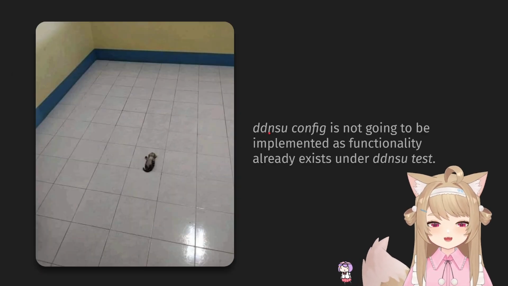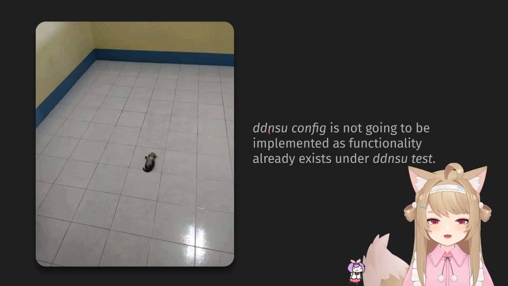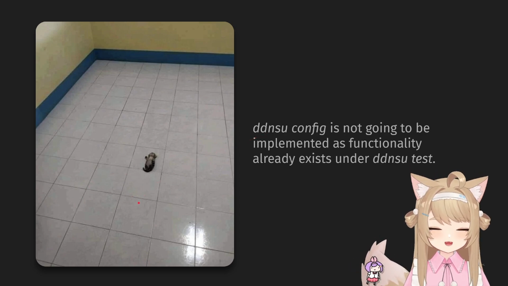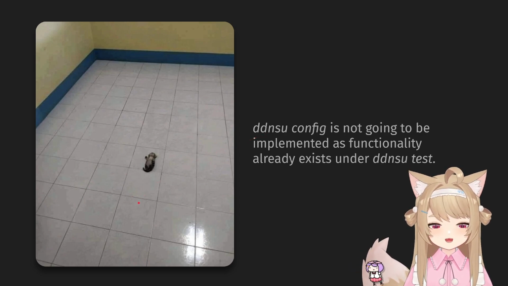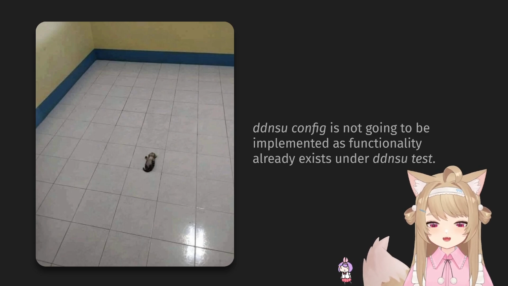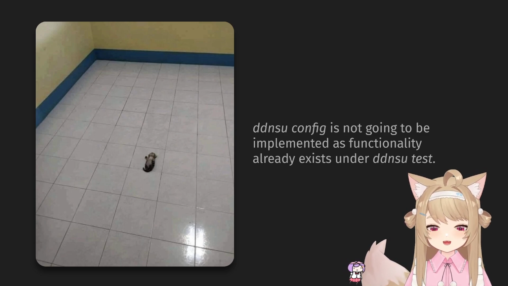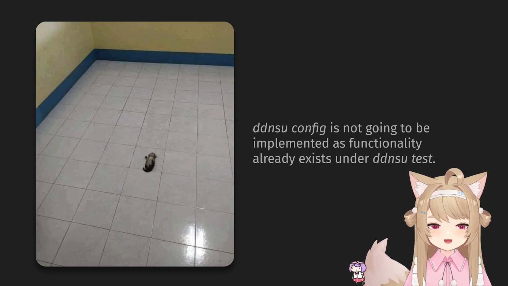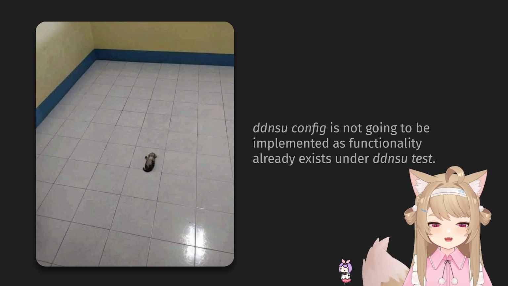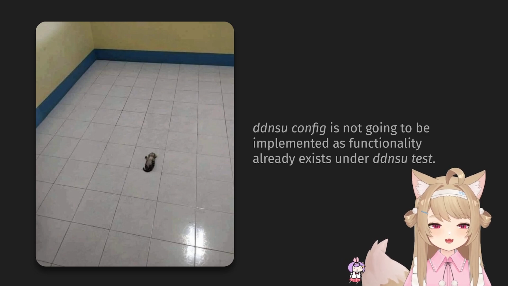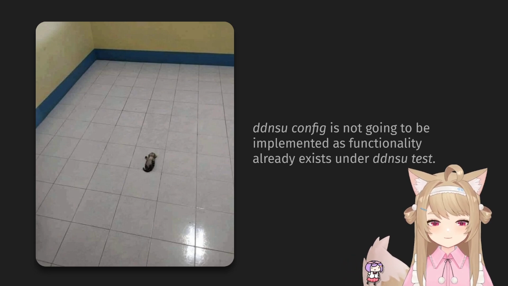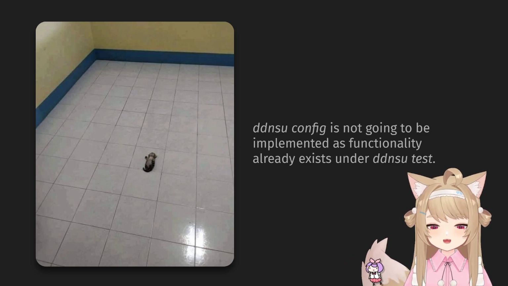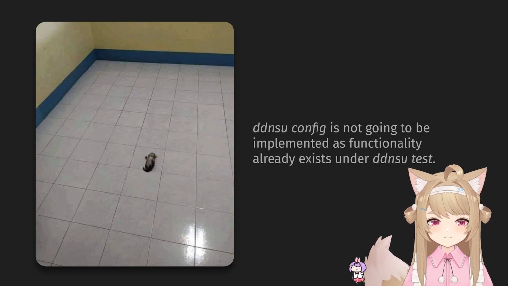So ddnsu config will not be worked on, because of how I feel about this project right now. And the functionality of ddnsu config will basically be that of ddnsu test. It really is the exact same command. ddnsu test obviously just looks at the configuration file and gives you an example of what it will look like. So the config and the test are practically the exact same, and you can already interact with the configuration file through either manually editing it or using the ddnsu record command.